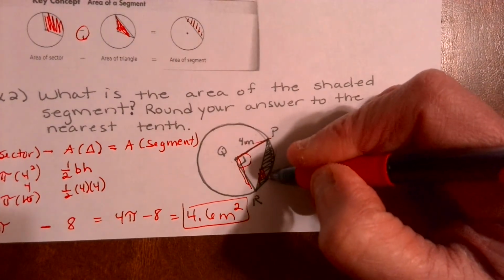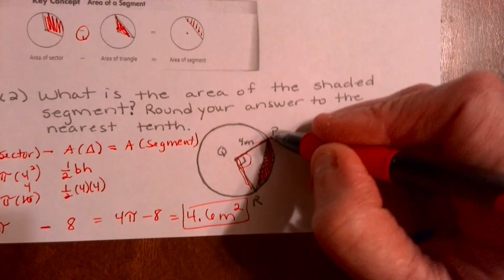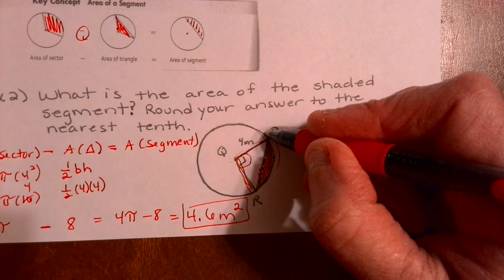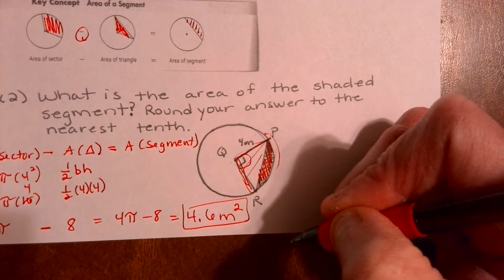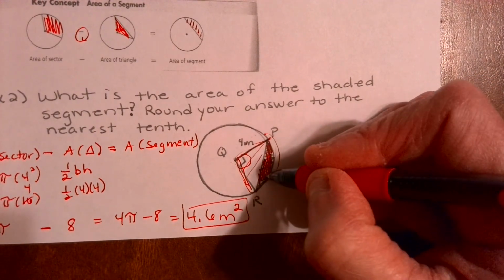And that would be the area of this part right here, because I took the whole big thing and I subtracted away this triangle. So then I was left with just this part.